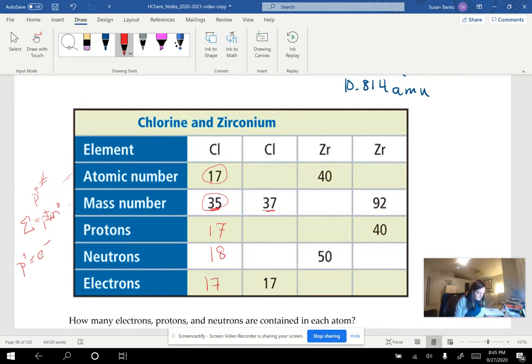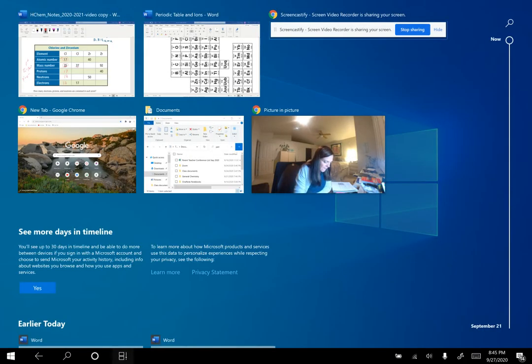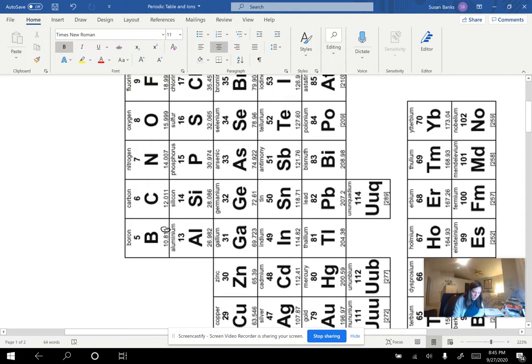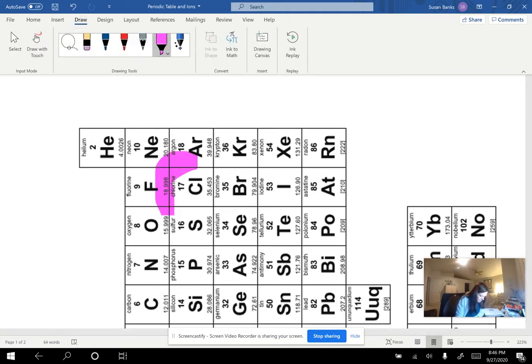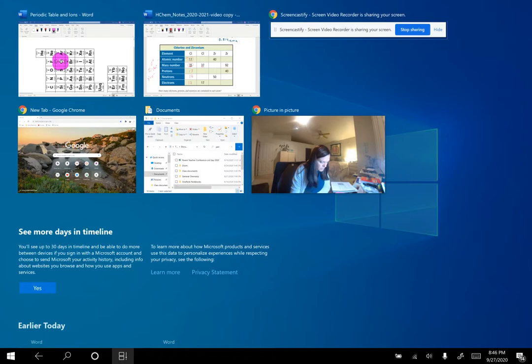So remember, here we go. Remember we said the number of protons IDs an element. So if it's chlorine, I'm going to show you this on my periodic table. If it is chlorine, we are going to look at chlorine right here. Let's see, I want to highlight this. Chlorine has 17 protons. So even though it's a different isotope, it's always going to have the same number of protons.